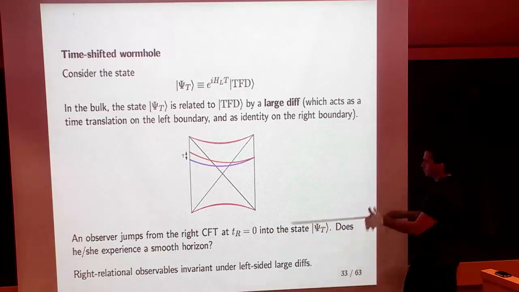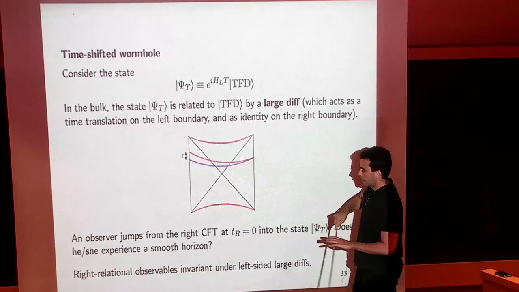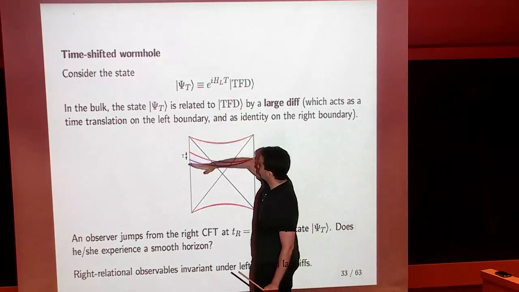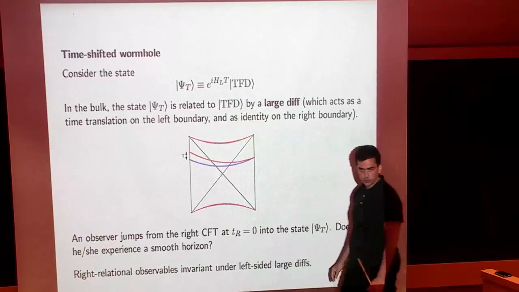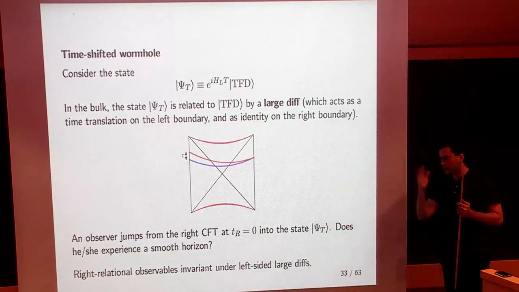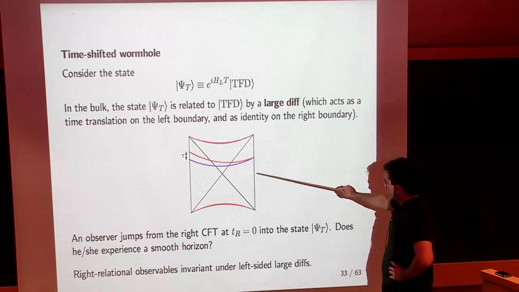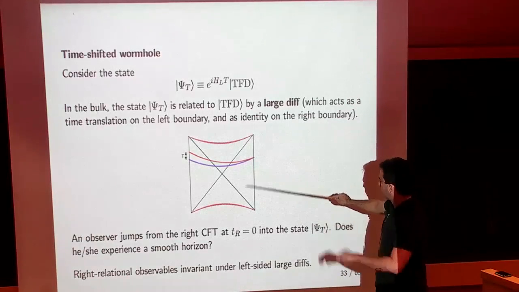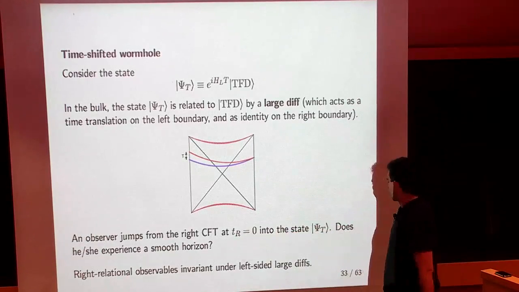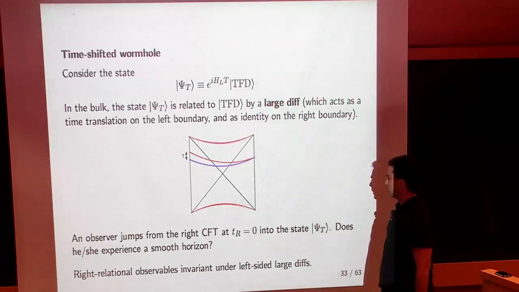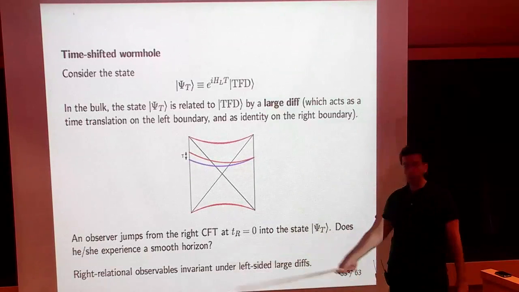So here I have drawn some kind of nice slices, and I have tried to show how this diffeomorphism acts on these slices. So this is a large diffeomorphism. It maps a state into a new state. And now the question is, if an observer jumps from the right CFT at some particular time, let's say time tr equals 0, into this state, does the observer experience a smooth horizon or not?